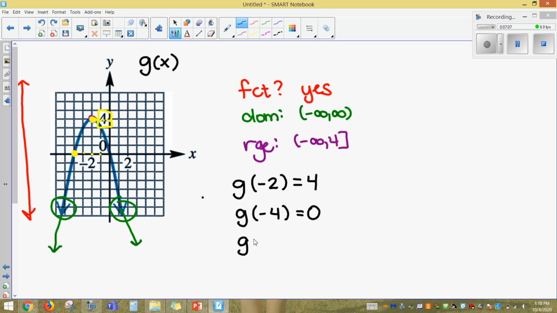Maybe I'm asked to find g of 1. Think for a minute at your desk what g of 1 would be. If I go to the right one step, and then I find the point on my graph, it looks like I'm right there. If I count, it looks like the y value is -5. So x's go in, the y values come out, and we can look at a graph and evaluate functions that way.